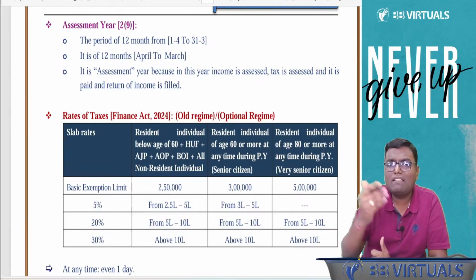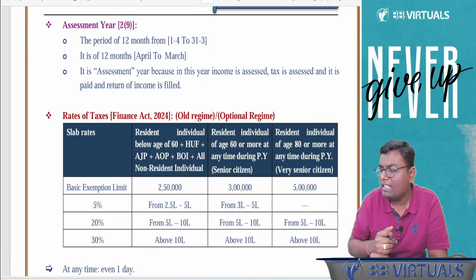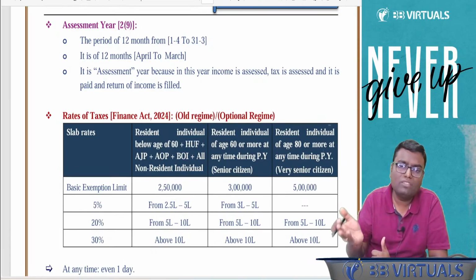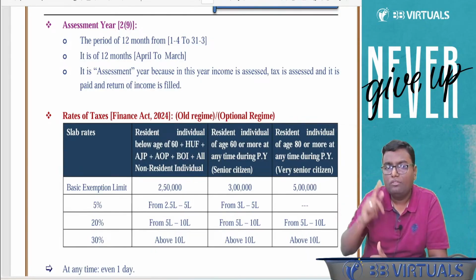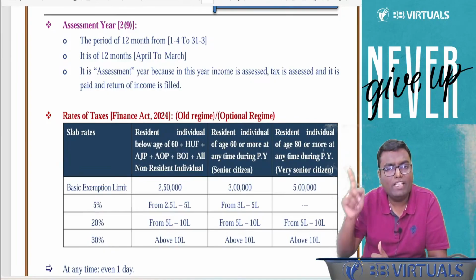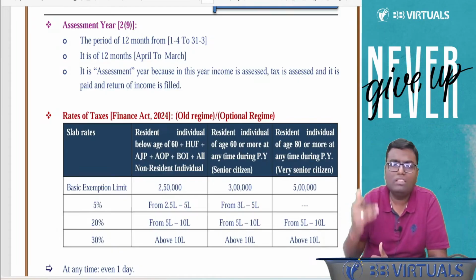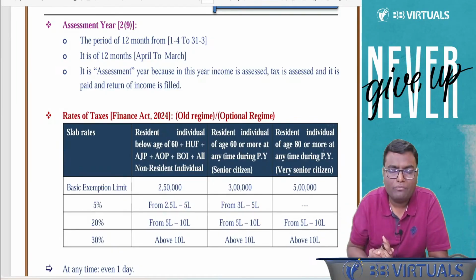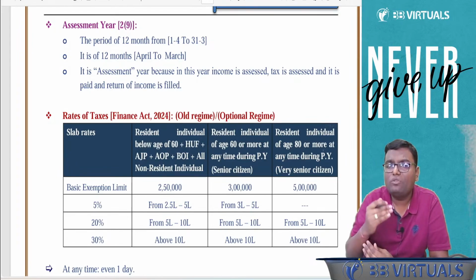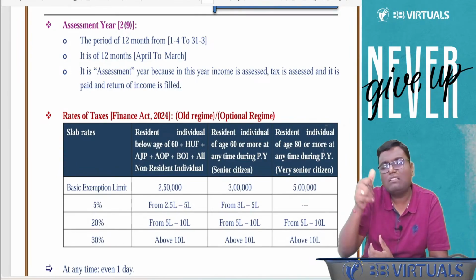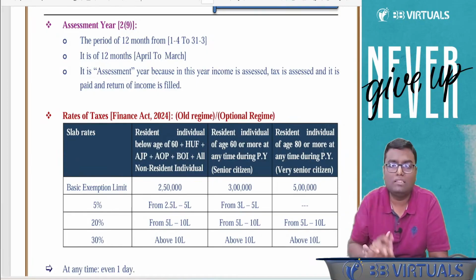Tell me which Finance Act is applicable to you. Finance Act 2024, number 1 and number 2. The first budget came on 1st February 2024. The second one came on 23rd July 2024. Both these budgets are applicable to you. Which financial year is applicable to you? Financial year 2024-25.